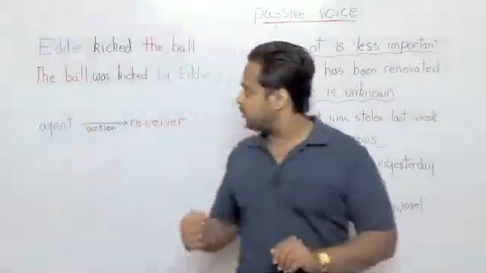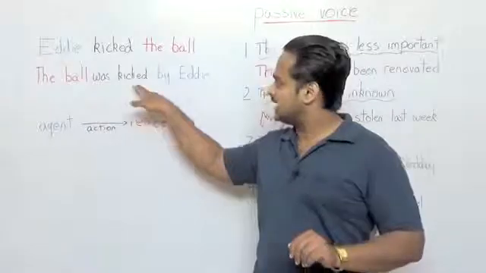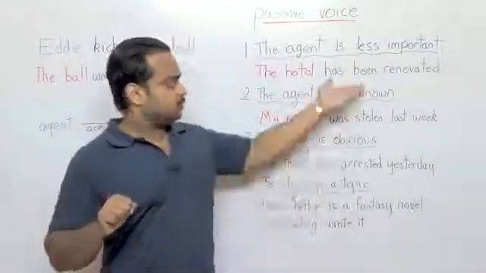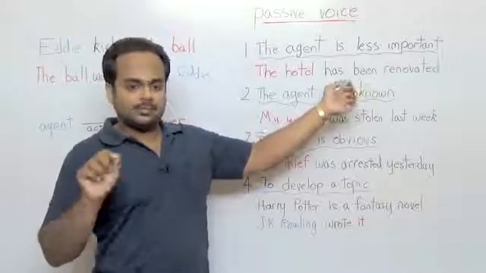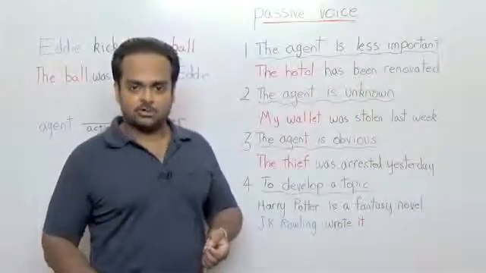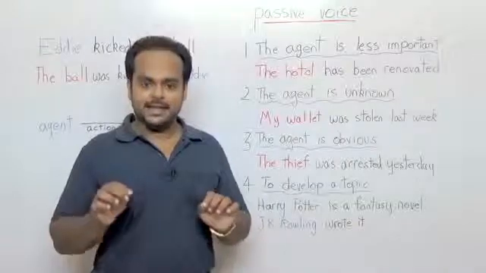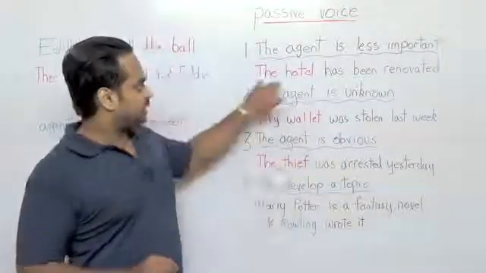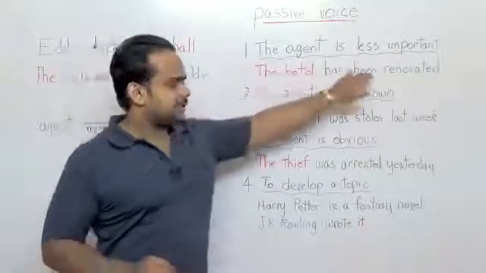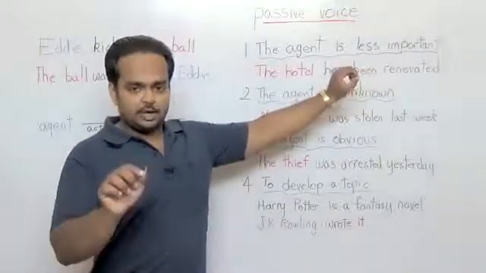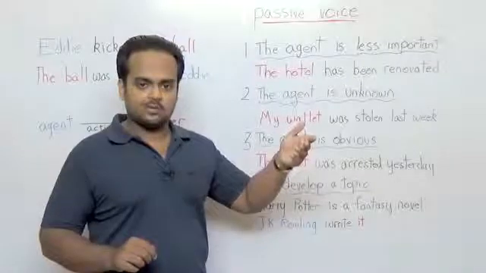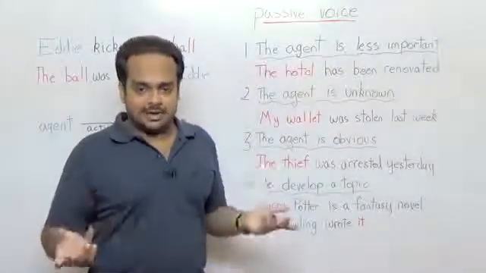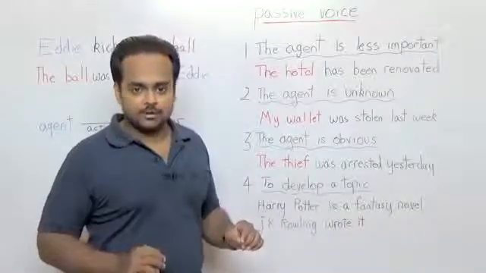In our original sentence, we said the ball was kicked by Eddie. We mentioned the agent. But here, there's no agent. And that is the advantage in the passive voice. If you are not interested in the agent, you can leave out the agent. All right, so our final sentence is the hotel has been renovated. Now we could say the hotel has been renovated by them, but that would really not be necessary because we're not interested in that information.